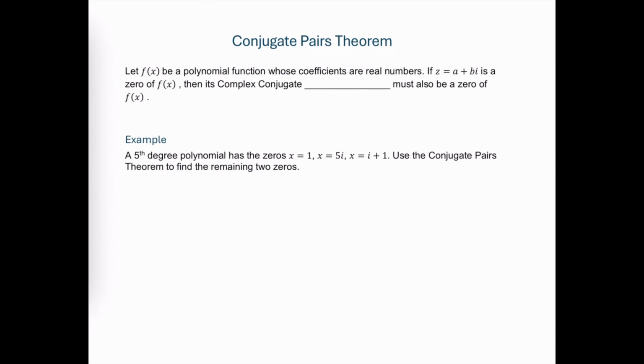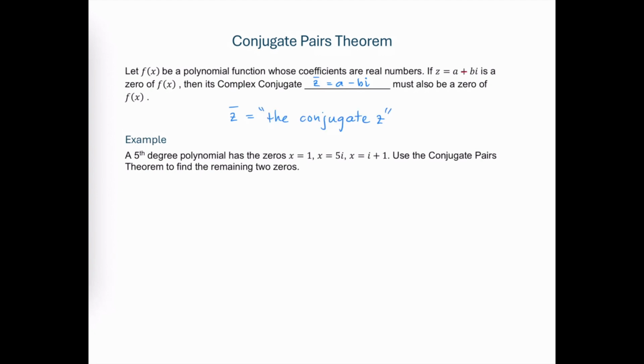We're now looking at the conjugate pairs theorem. Let f(x) be a polynomial function whose coefficients are real numbers. If we have a complex zero for the polynomial function, we'll call it z, then its complex conjugate, we'll call that z bar, which is a minus bi, must also be a zero of f(x). And just as a reminder, the notation z bar means the conjugate of z.